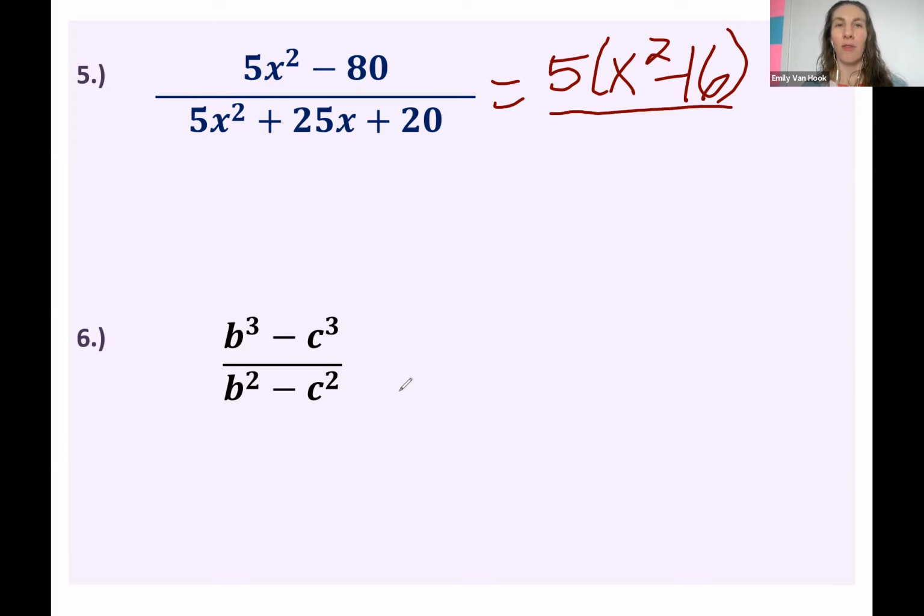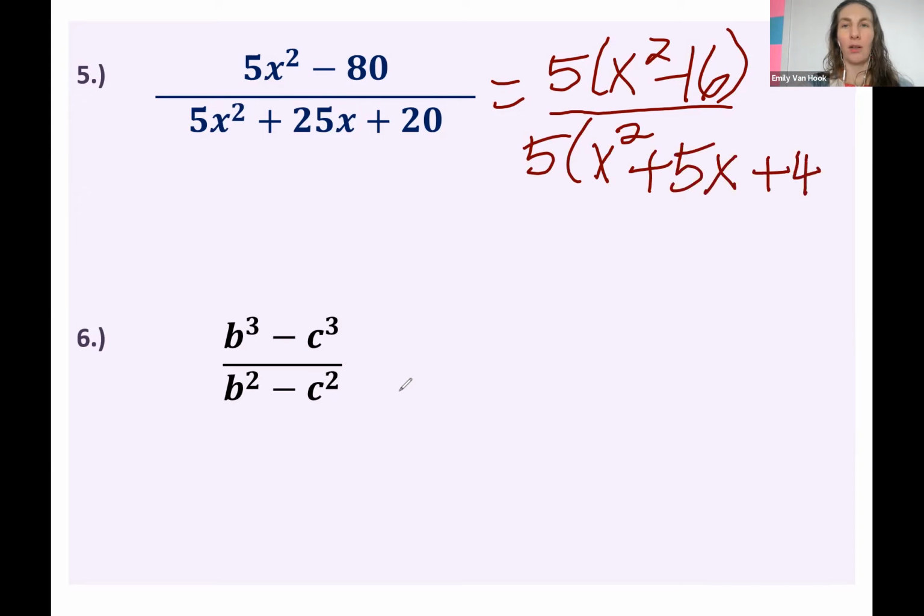In the denominator, 5x squared plus 25x plus 20, there's a common factor of 5 there as well. So I'm going to factor out a 5. 5x squared divided by 5 becomes x squared, 25x divided by 5 becomes 5x, and then 20 divided by 5 is 4. Okay, so in the numerator, so far we have 5 parentheses x squared minus 16. In the denominator, 5 parentheses x squared plus 5x plus 4. So we can now cross out our common factors of 5. We're not done. There's more factoring we can do.